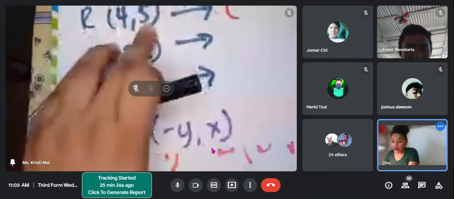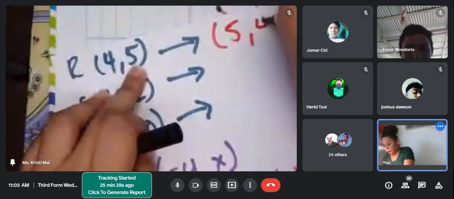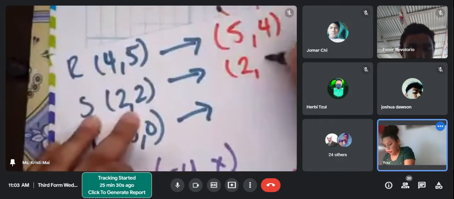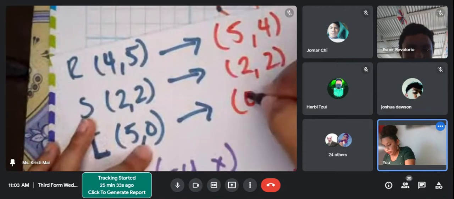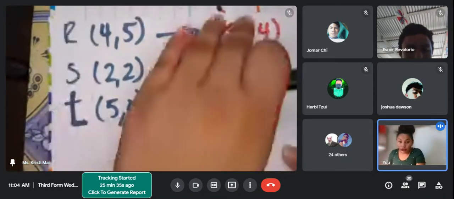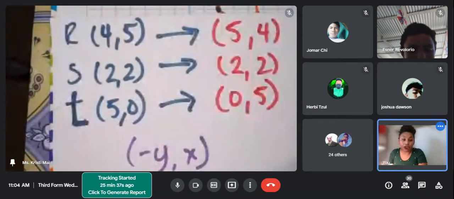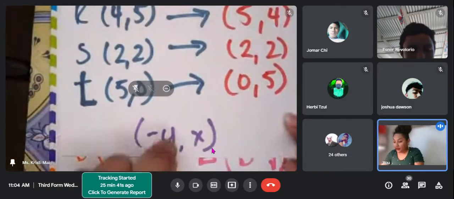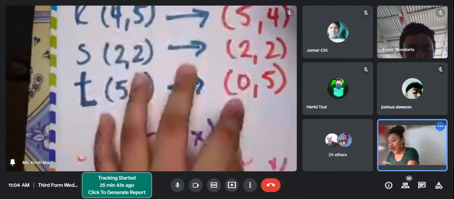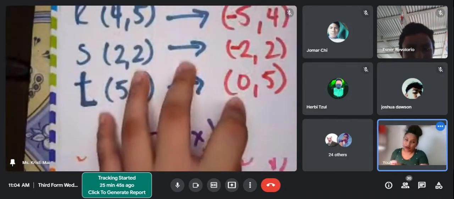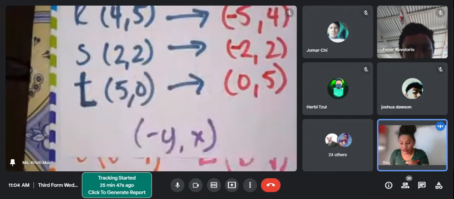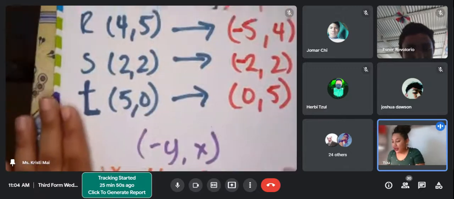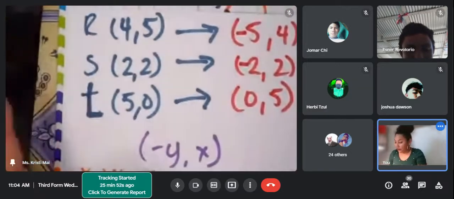That the second number is going to come first now, right? Because the order changed. But the y is negative. So all of these here have to be negative as well, except for the 0, because the 0 is not negative, right? So we have these points that are here.